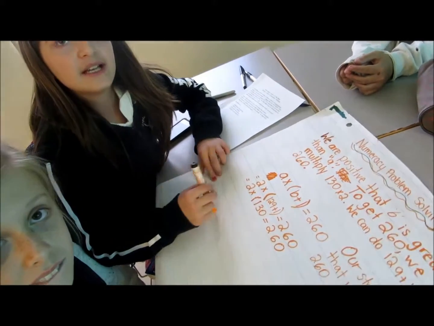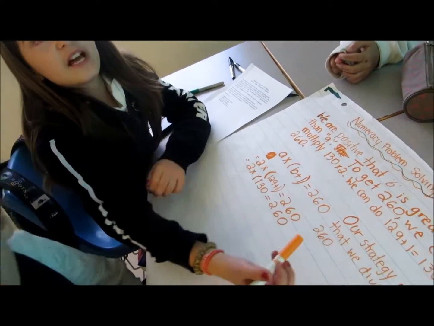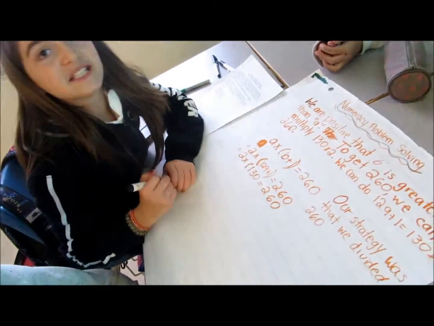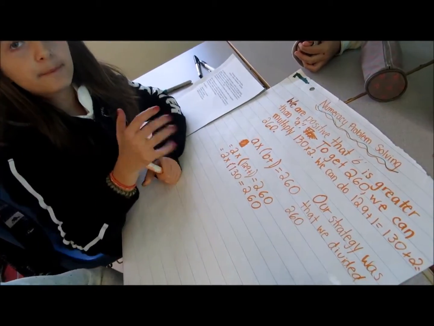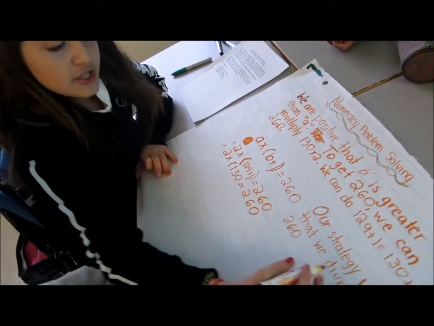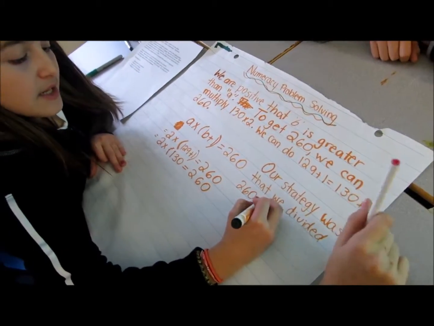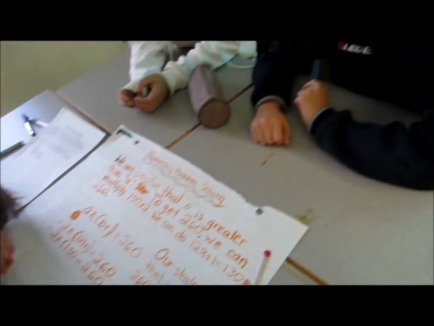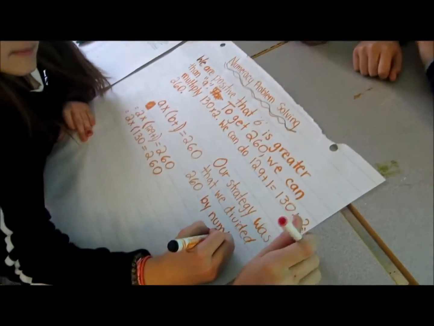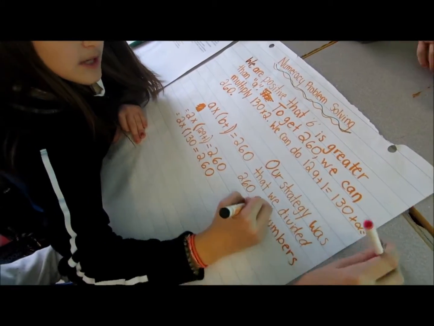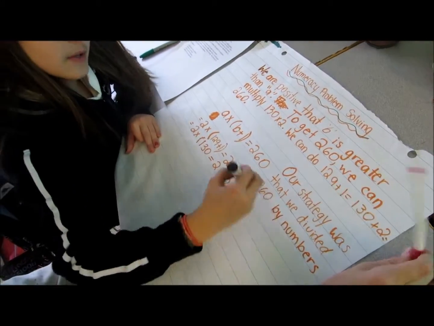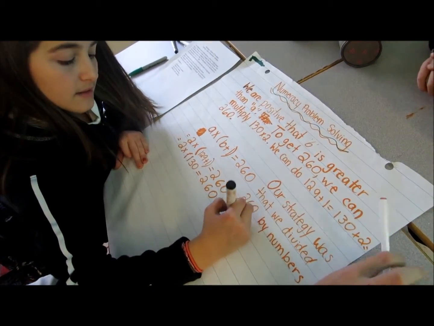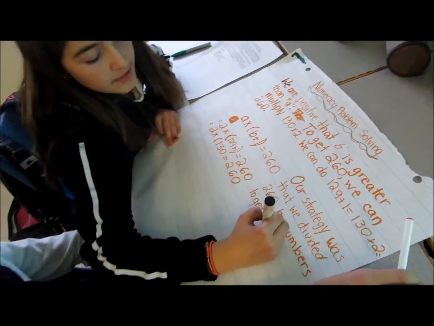Okay, are there other possible solutions? Yes. Okay, should we try any more? Yeah, we have to divide 260 by other numbers and see what we get. Okay, go ahead. That's our strategy. The strategy is that we divided 260 by numbers. Okay, try another one. See if another one works. After we should do factoring. That I know how to do.